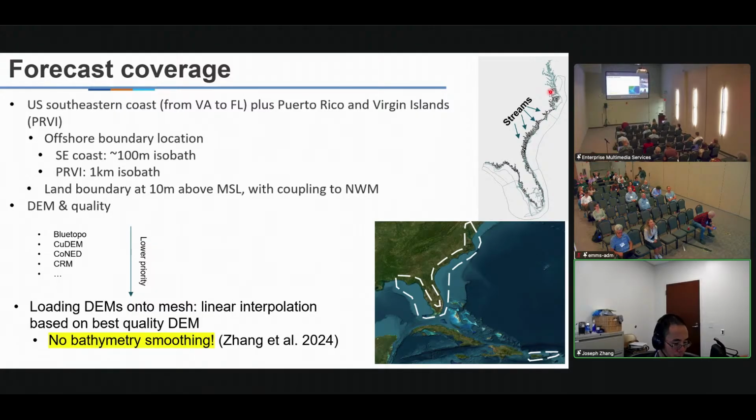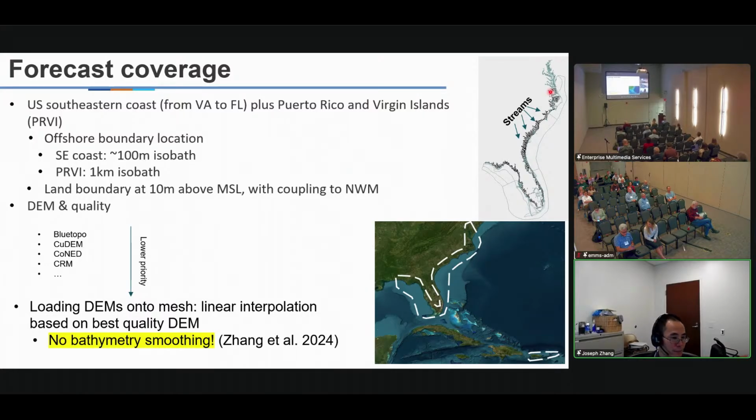Every time I give a talk about SCHISM, I always want to emphasize the importance of the DEM. This is no exception for CCOFS. For CCOFS, we use a variety of DEMs because of the large spatial coverage. We tested a variety of DEM sources, and we found that none of them is really better than the others in all domains. Sometimes Blue Topo is best, sometimes CoNED is best. So we really have to test it out, especially for 3D. For water level, not so much, but for 3D, this is absolutely essential. So that's our first lesson.